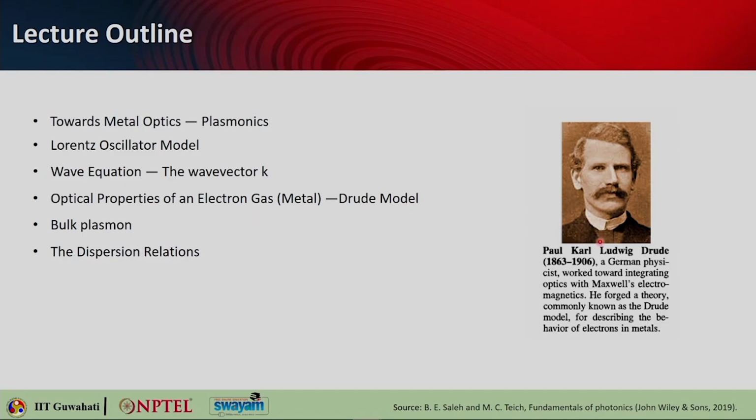the Drude model. So, here is a picture of Paul Carl Ludwig Drude, who was a German physicist, and he worked towards integrating optics with Maxwell's electromagnetics, and he formulated a theory which is commonly known as the Drude model that was able to describe the behavior of electrons in metal. That was a very important discovery, and that is why the model is named after him. We will also look into bulk plasmon and different dispersion relations.